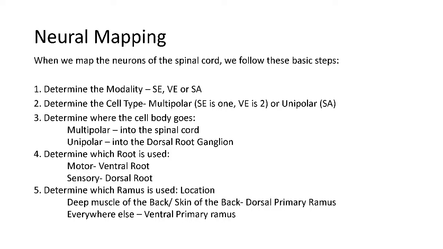You may have heard the expression location, location, location. Well, in the body, it determines where things travel to. So if it's the deep muscles of the back or the skin of the back, we get the dorsal primary ramus. If it goes anywhere else, meaning any parts of the limb, upper limb, lower limb, any anterior organs, that is all ventral primary ramus.